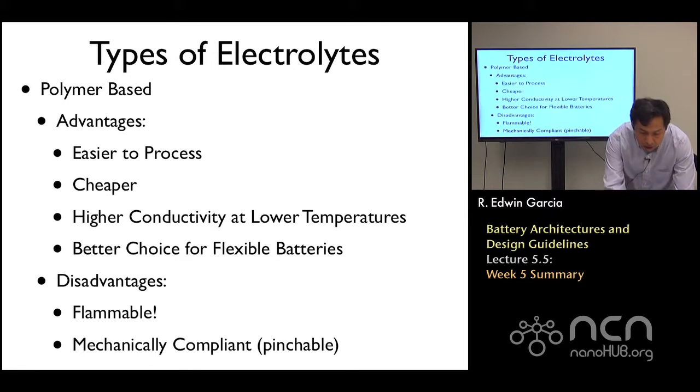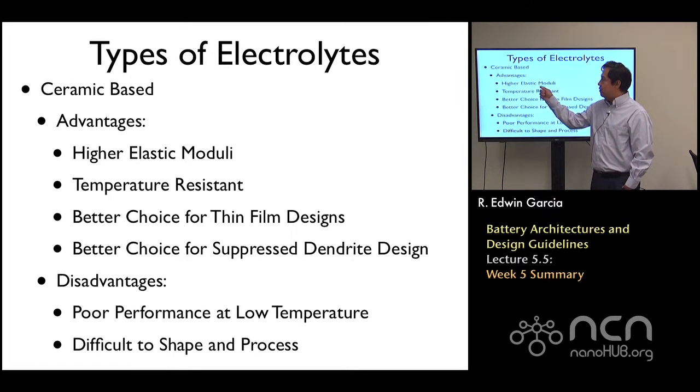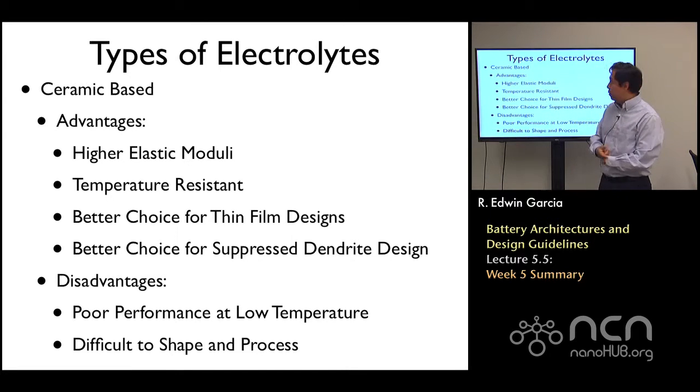Now, as an option to this, people have started to develop recently ceramic-based electrolytes. The main advantages are that they have a higher elastic modulus, making it harder to pinch. They are temperature resistant, meaning that you can not only reach 100 degrees C, you can go all the way to 500, 400 degrees, depending on the chemistry, of course. And this ceramic type material will be much more stable.